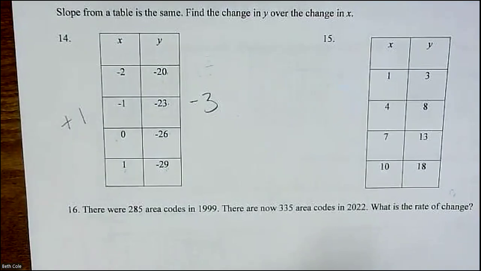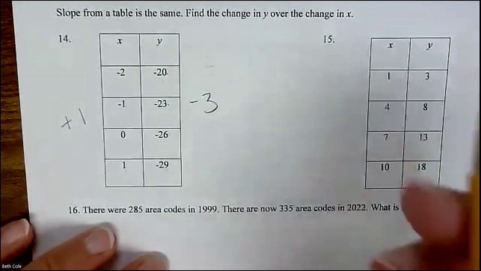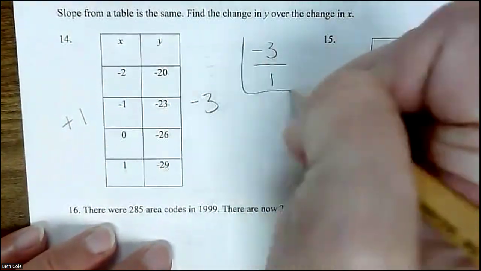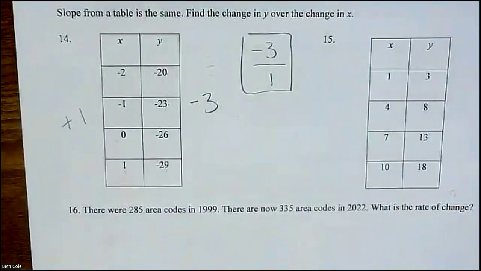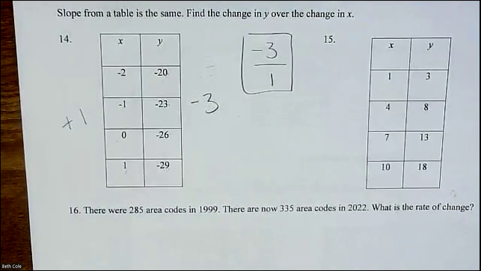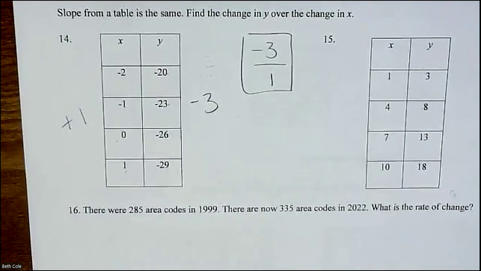Okay. Now, all you have to do is remember it's y over x. That's the one thing that people mix up, all right? So it's going to be -3 over 1. If you don't want to put over 1 and you just want to put -3, that's okay, because when it's 1, it doesn't matter, but -3 over 1.